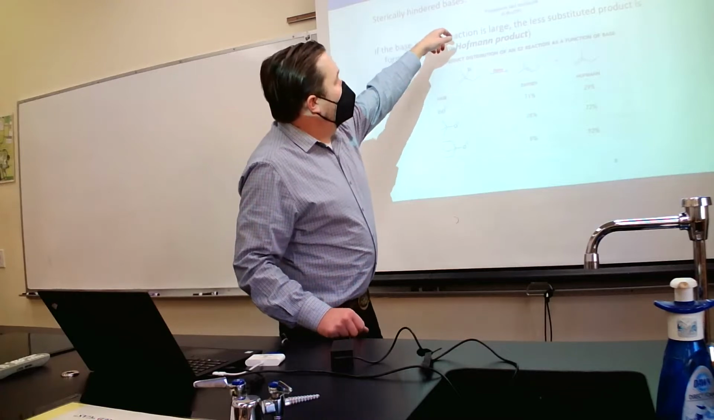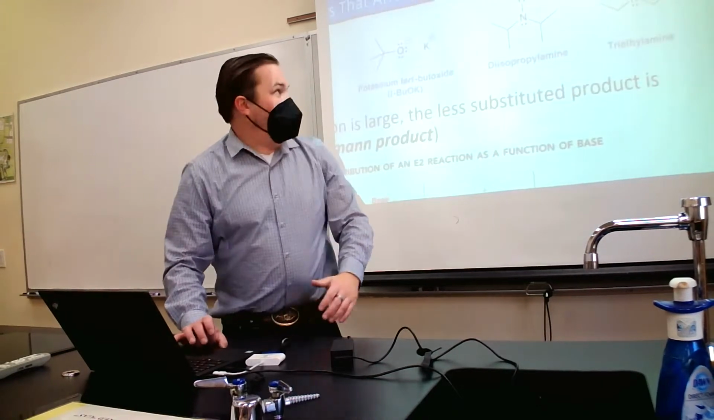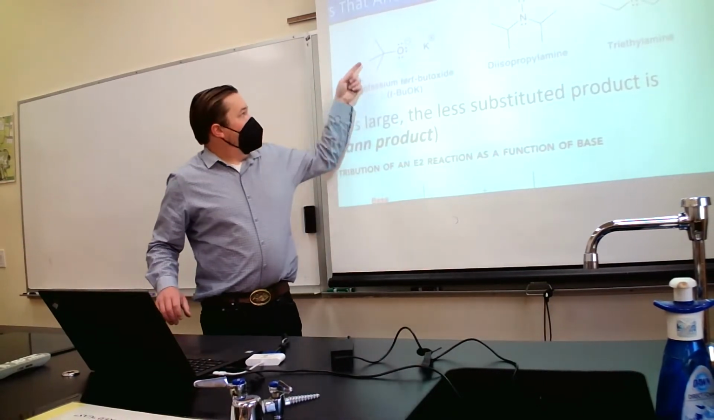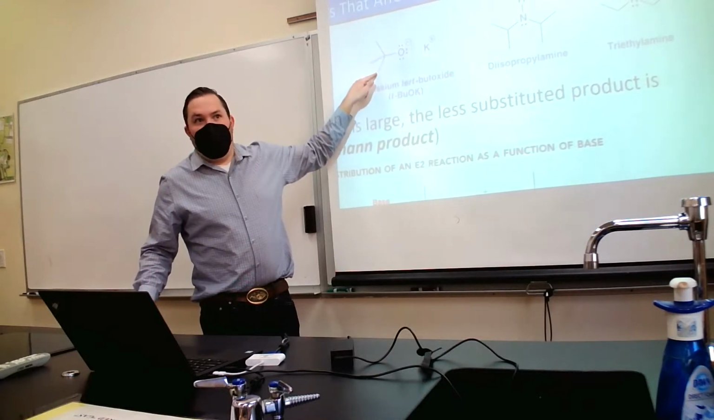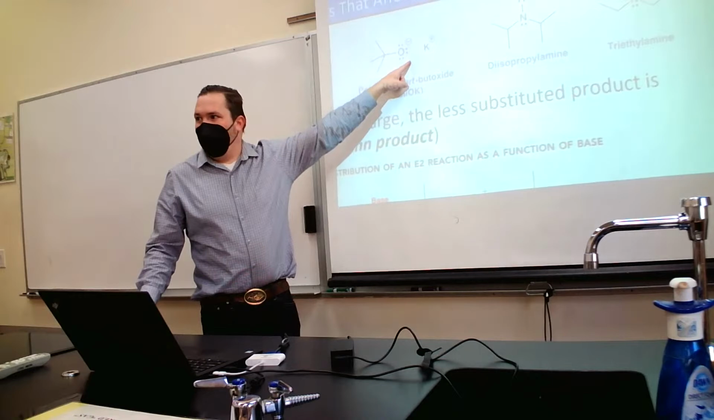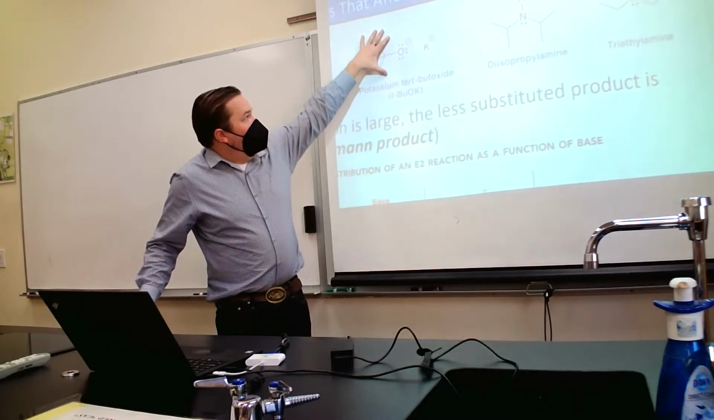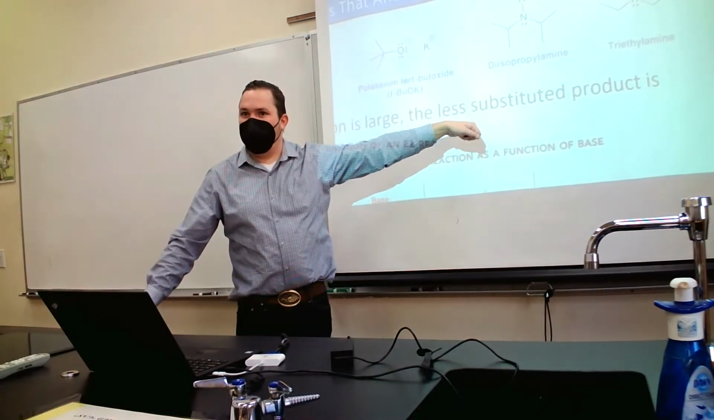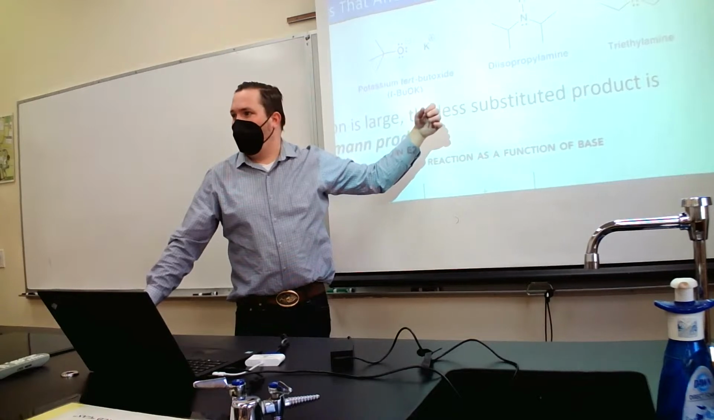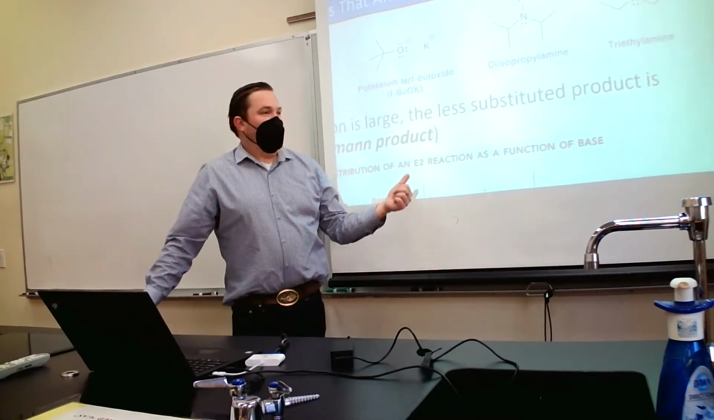So, the most common sterically hindered bases are listed up here. You can see why they're considered sterically hindered. Tert-butoxide, so a t-butyl group or a dimethyl ethyl group attached to an oxygen. This big carbon group just physically prevents it from getting as close to the more substituted carbons. There's just not enough space for it. And as a result, you get the Hoffman product.